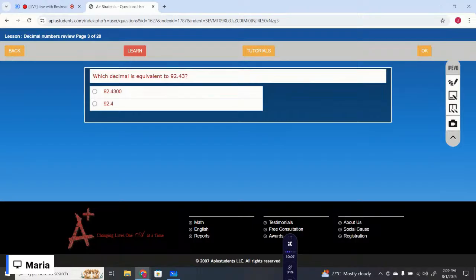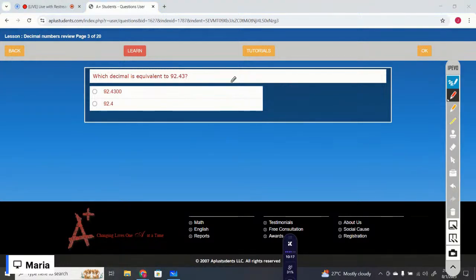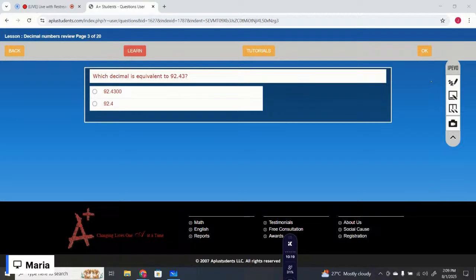Which decimal is equivalent to 92.43? Option number 1 is the correct option. That is 92.4300. You can add 0s at the end, they would be exactly the same. So 92.4300. Option number 1 is the correct option.